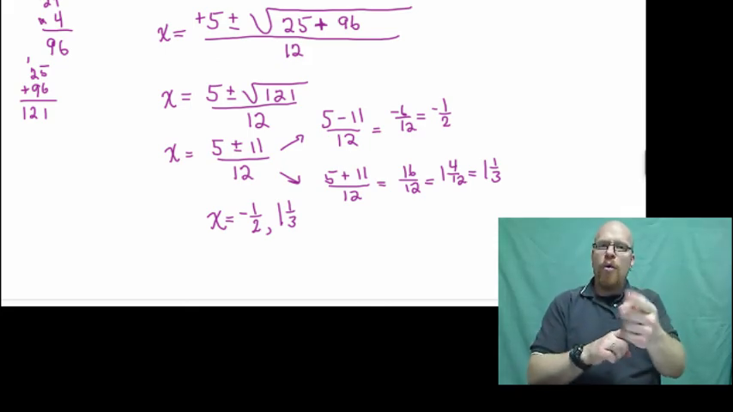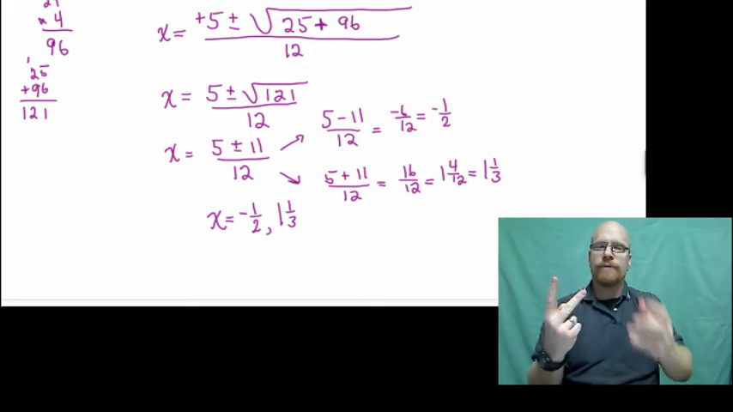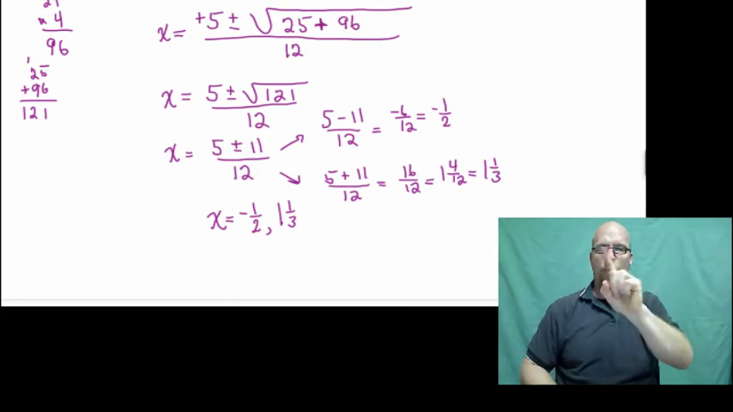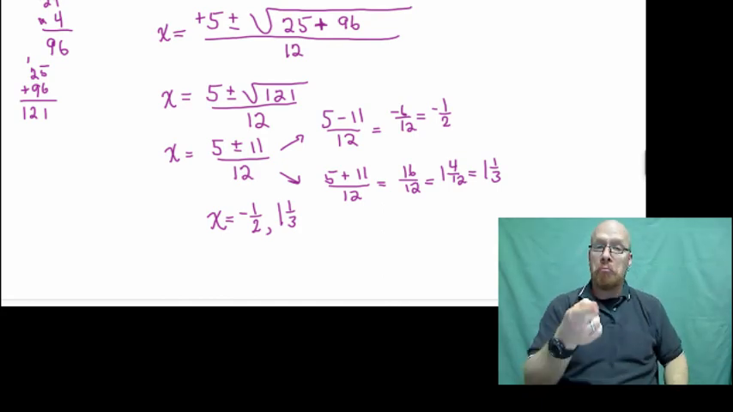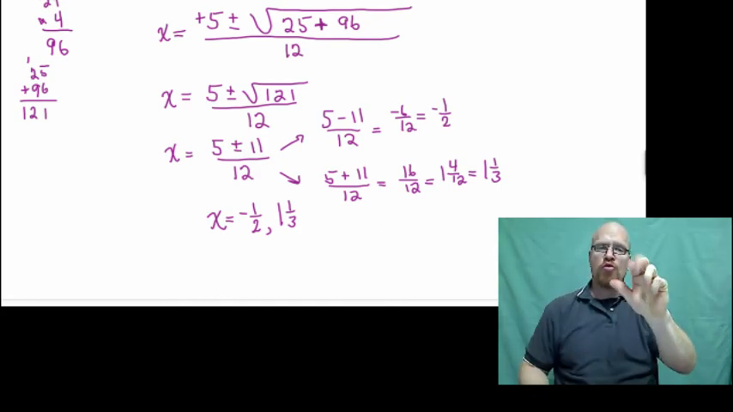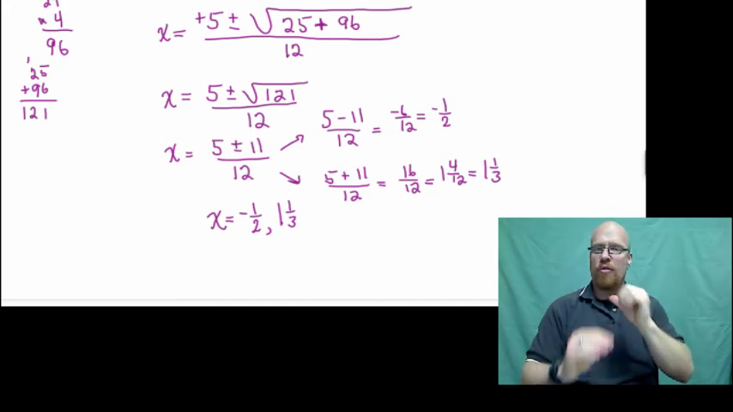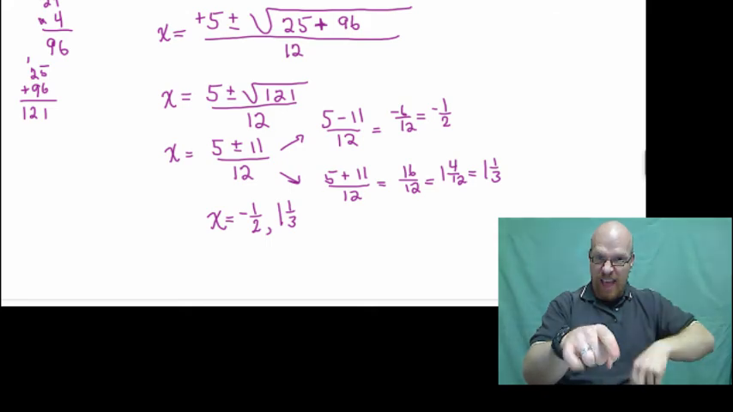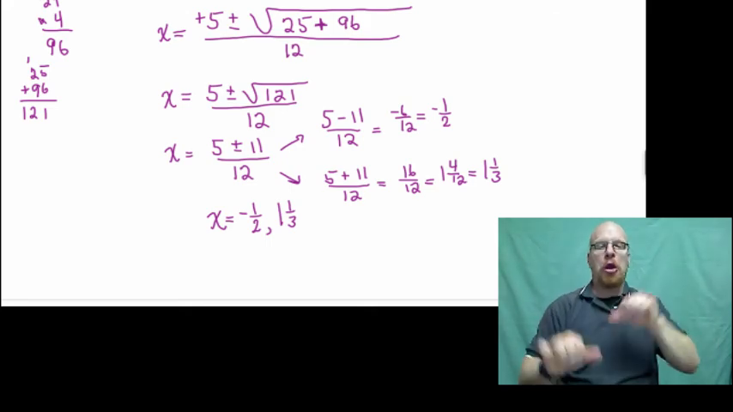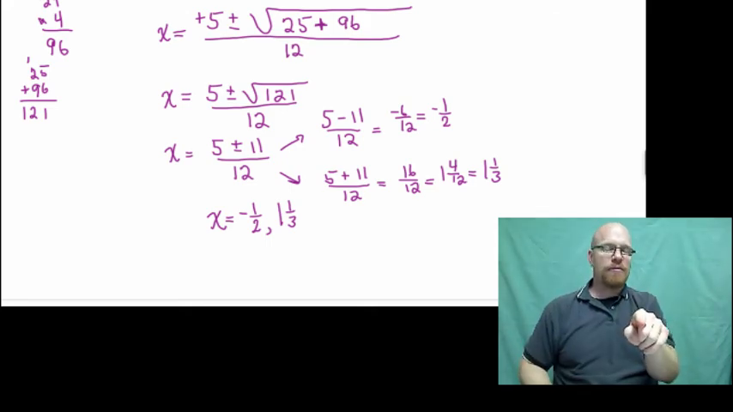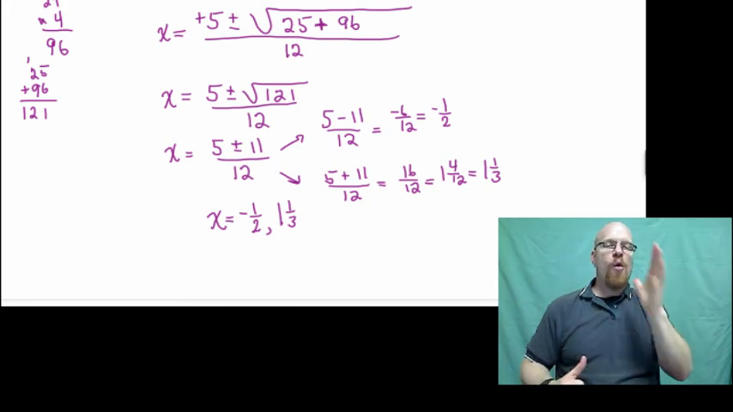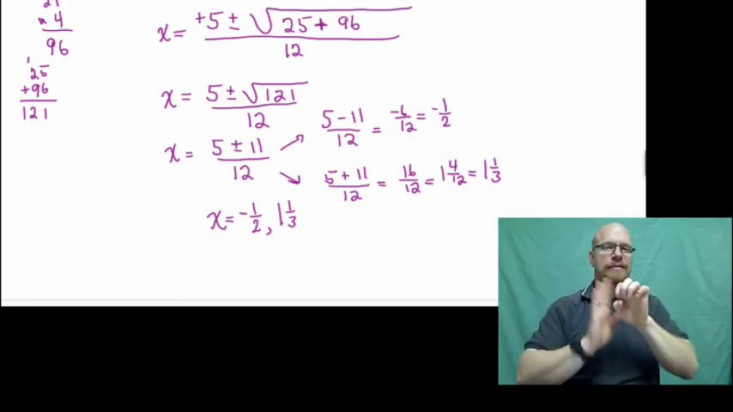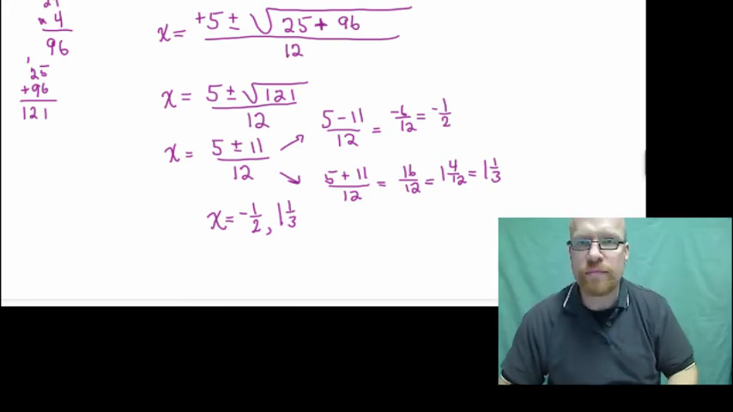Okay, we have two solutions, negative a half and then positive 1 and 1/3. Those are two rational solutions. There's no square roots involved, but we will have square roots involved in our answers later. Right now, looking at those without square roots, I know I could factor it. Now we'll do a second problem, and we'll see what happens there.